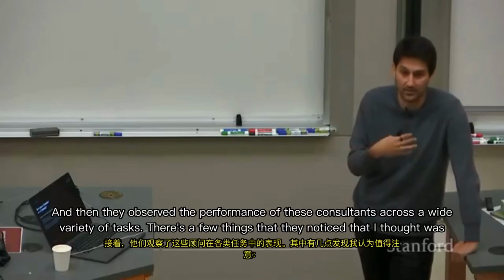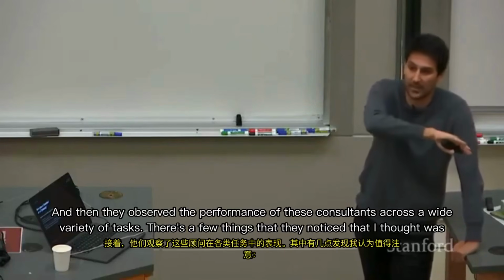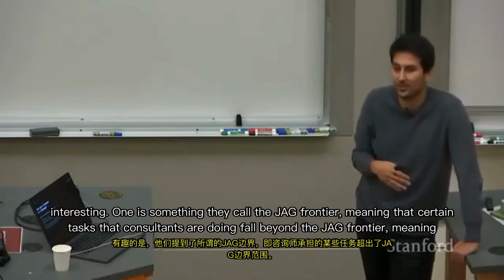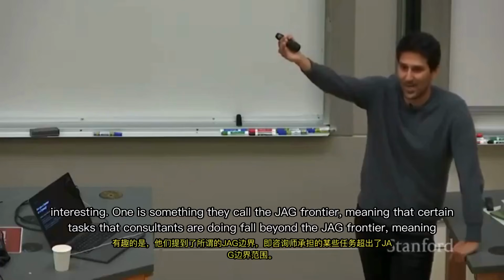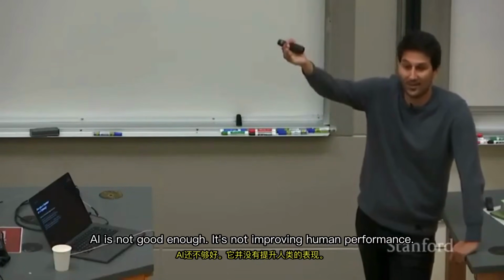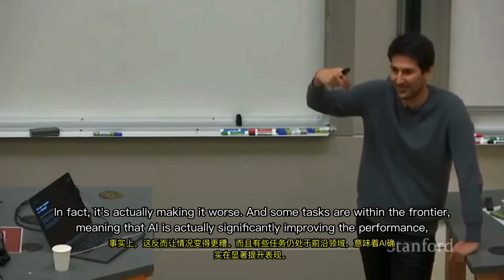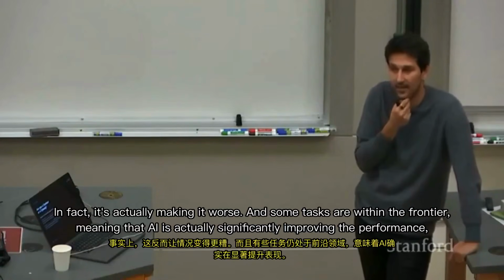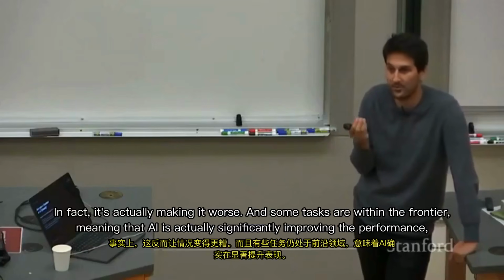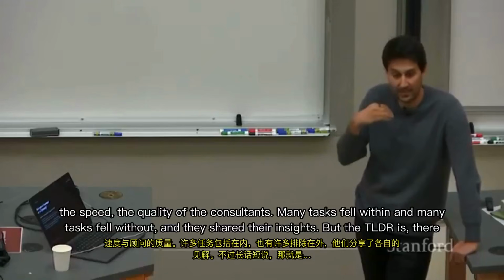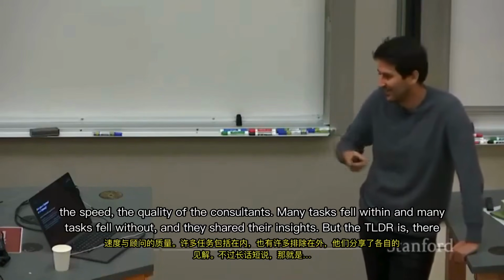There are a few things that they noticed that I thought were interesting. One is something they call the jagged frontier, meaning that certain tasks that consultants are doing fall beyond the jagged frontier, meaning AI is not good enough. It's not improving human performance. In fact, it's actually making it worse. And some tasks are within the frontier, meaning that AI is actually significantly improving the speed and quality of the consultant's work. Many tasks fell within and many tasks fell without, and they shared their insights.